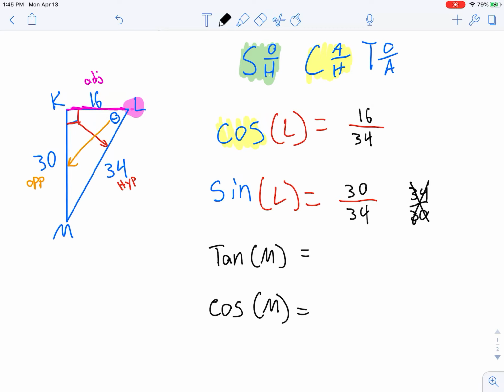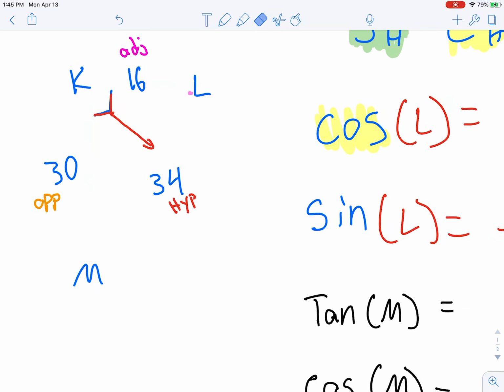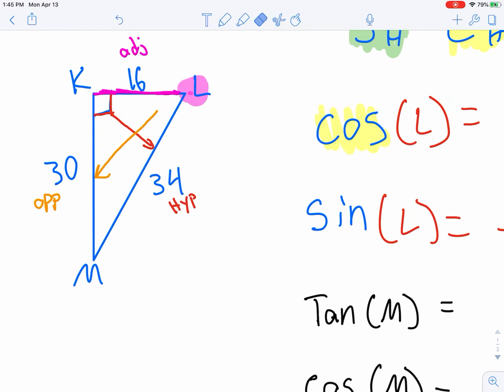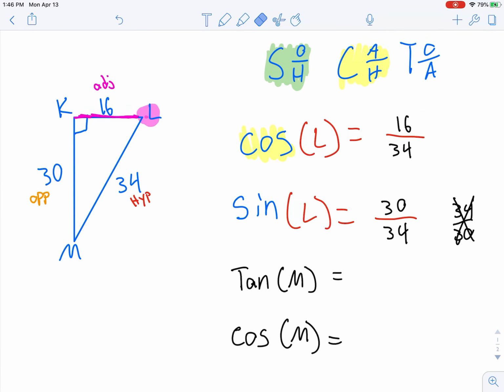So that means I have to relabel my triangle. I'm going to go back to my triangle and erase parts of it. I'm going to erase that theta. I'm going to erase my lines in here. Okay, but I want to keep those letters the same. I want you guys to see this. So my theta is now going to be at the letter M, so I'm going to draw my theta over there, and I'm going to relabel things.